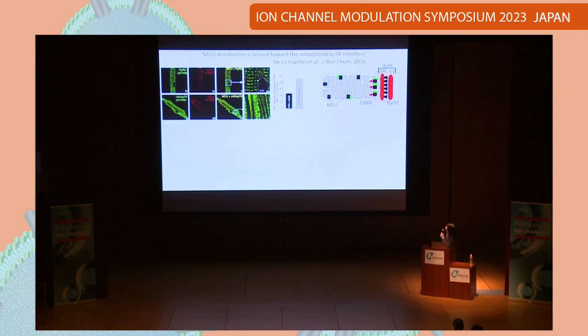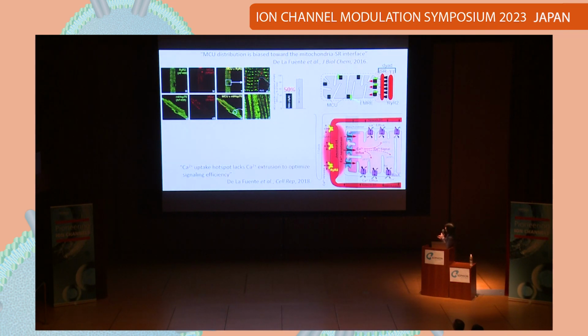In 2016, an interesting phenomenon was reported. MCU, the mitochondrial calcium uniporter, is distributed in a biased manner towards the mitochondria-SR interface. Please see here, the signals from MCU, shown as red, are co-localized with signals from ryanodine receptor, shown as green. They found that 50% of MCU was co-localized with ryanodine receptor. Subsequently, they found that the mitochondrial calcium uptake hotspot here, which is composed of MCU and ryanodine receptor, lacks mitochondrial calcium extrusion activity, probably mediated by NCLX, to optimize signaling efficiency.